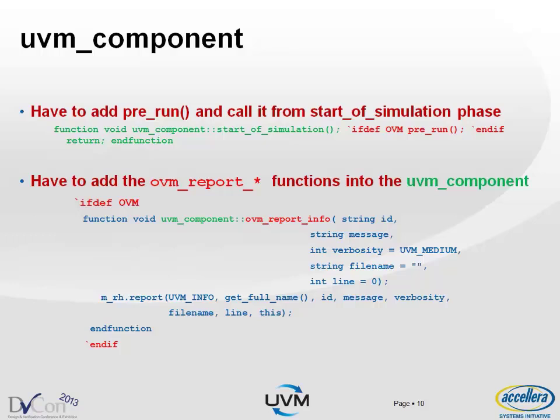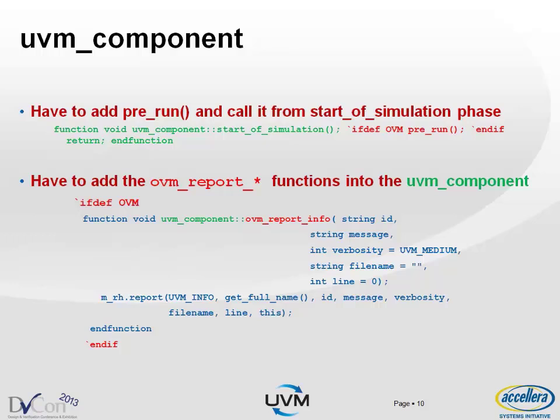For example, we had to add the pre-run call and call it from the start of simulation in OVM components. Pre-run, as everybody knows, has been deprecated from UVM, and the API does not exist anymore in an OVM component. But in our legacy code, some users are overriding pre-run and actually calling super.pre_run. So we had to bring it back in. We defined pre-run in the UVM component and call it in start of simulation to mimic exactly how we had it in our legacy VIP.